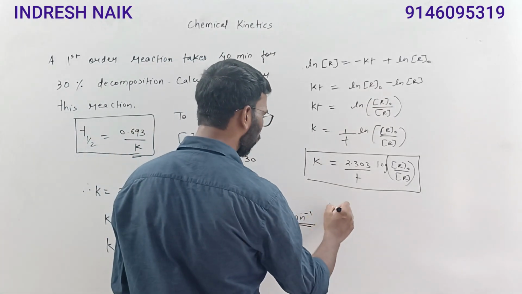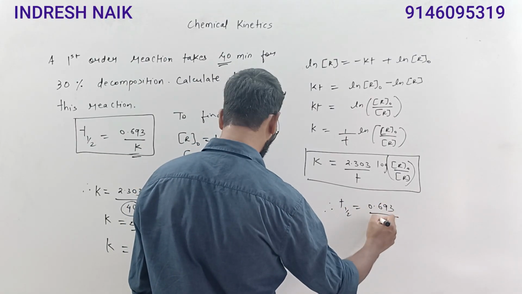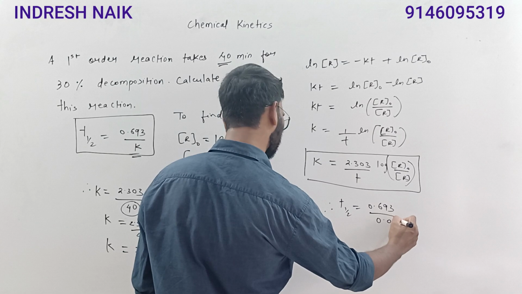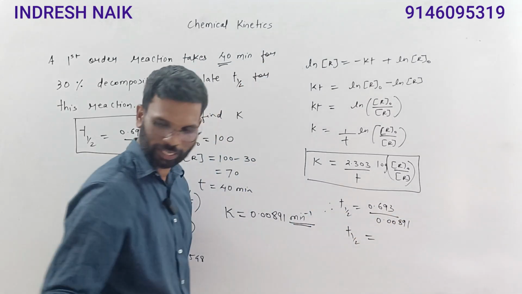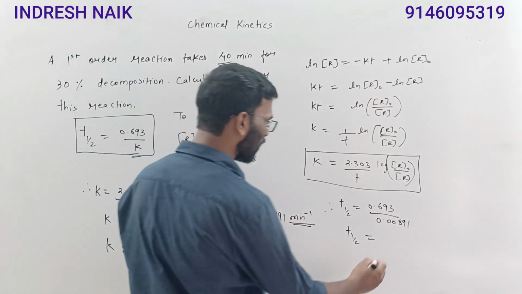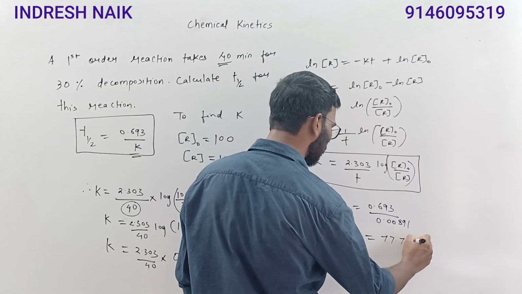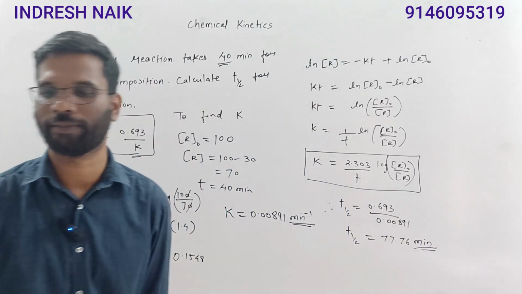Therefore t half is 0.693 upon 0.00891, and finally the t half value you are getting is 77.76 minutes. This is the t half value which you will be getting for this.